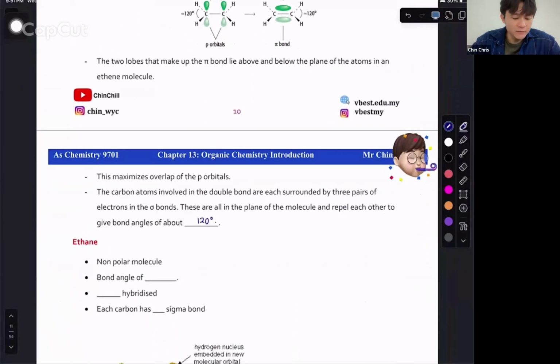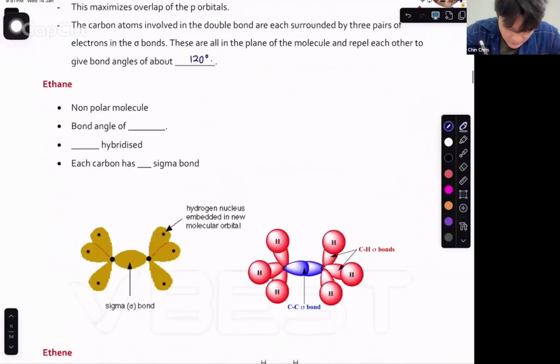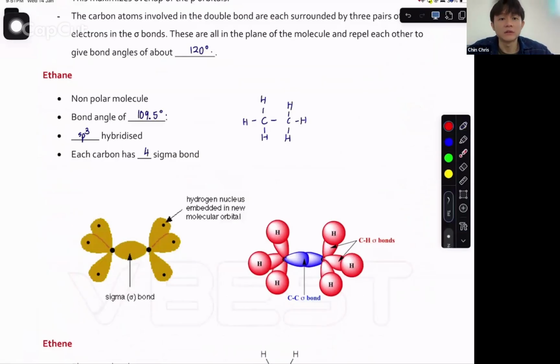So let's look at ethane. If you were to draw ethane, it does look something like that, correct? CH3, CH3. So all sigma bond angle is 109.5. You can see there's no double bond, sp3 hybridized. Each carbon has 4 sigma. Clear?